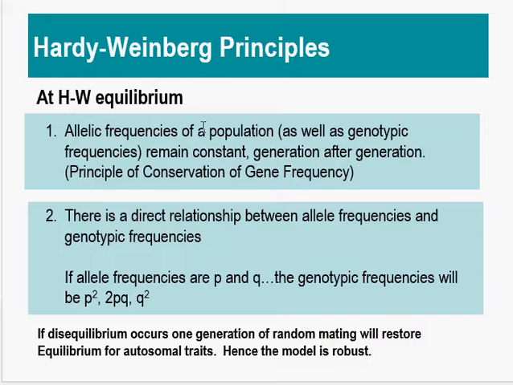So allelic frequencies and genotypic frequencies are going to remain constant generation after generation if a population is at Hardy-Weinberg equilibrium. And this is the principle of conservation of gene frequency, and it means that a population is not losing genetic diversity, and that means it's going to last into the future. Also at Hardy-Weinberg equilibrium, there's a direct relationship between allelic frequencies and genotypic frequencies. Well, this is pretty much what we set up here, according to this relationship.